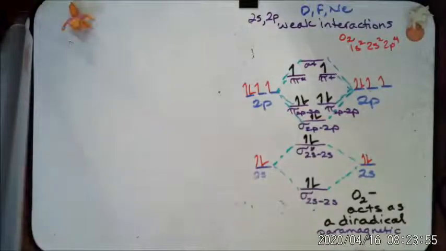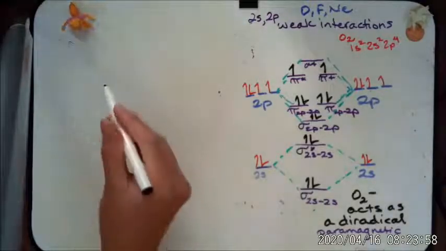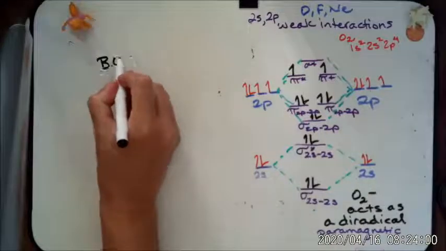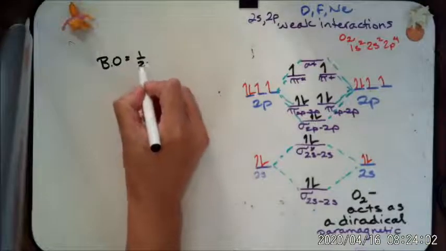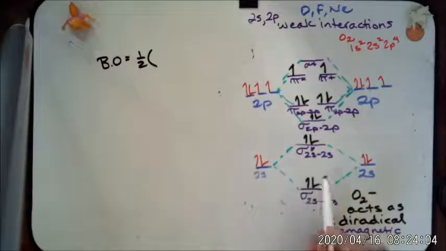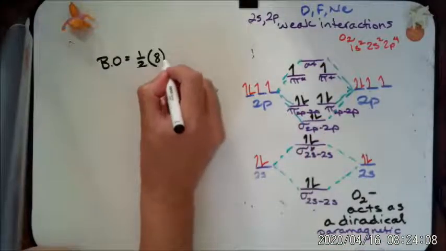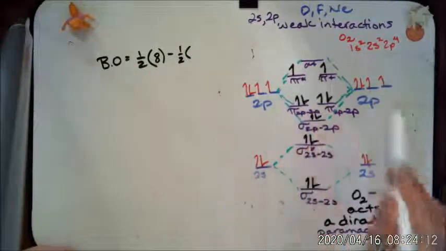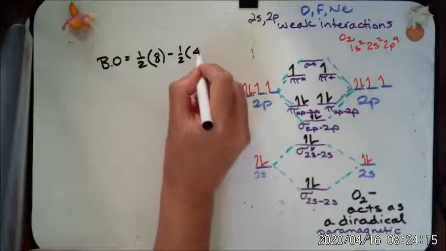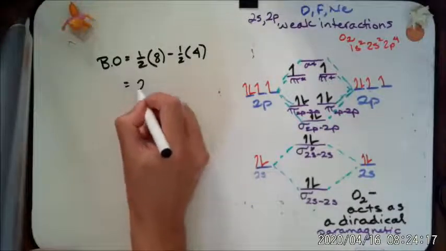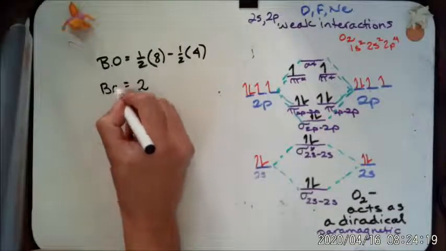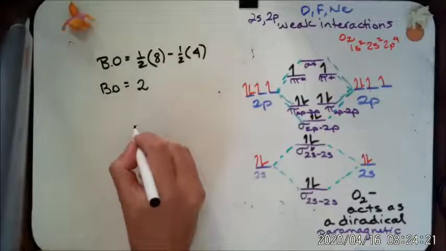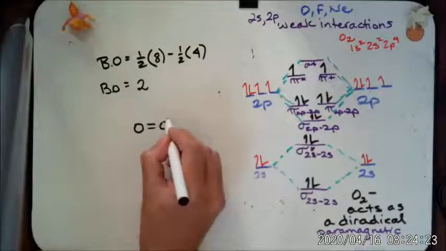And if we look at oxygen, the bond order for oxygen is going to be equal to 1/2 times 1, 2, 3, 4, 5, 6, 7, 8 minus 1/2 times 1, 2, 3, 4. That means 2. Well, that makes a lot of sense, because when we draw the Lewis structure of oxygen, don't we draw it like this?